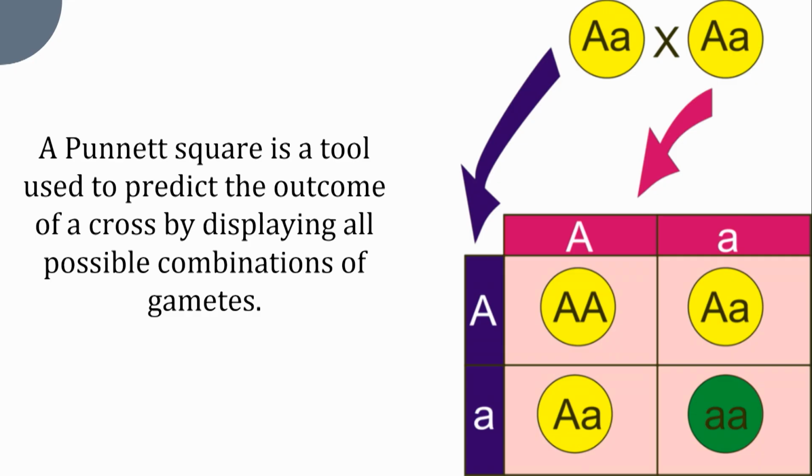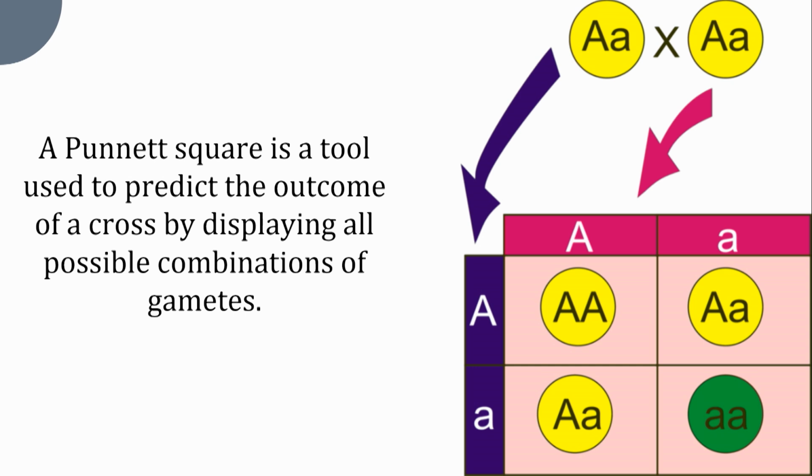So what is a Punnett square? Well, a Punnett square is a tool which can be used to predict the outcome of a cross by displaying all possible combinations of gametes. This is an example of a Punnett square on the board here.